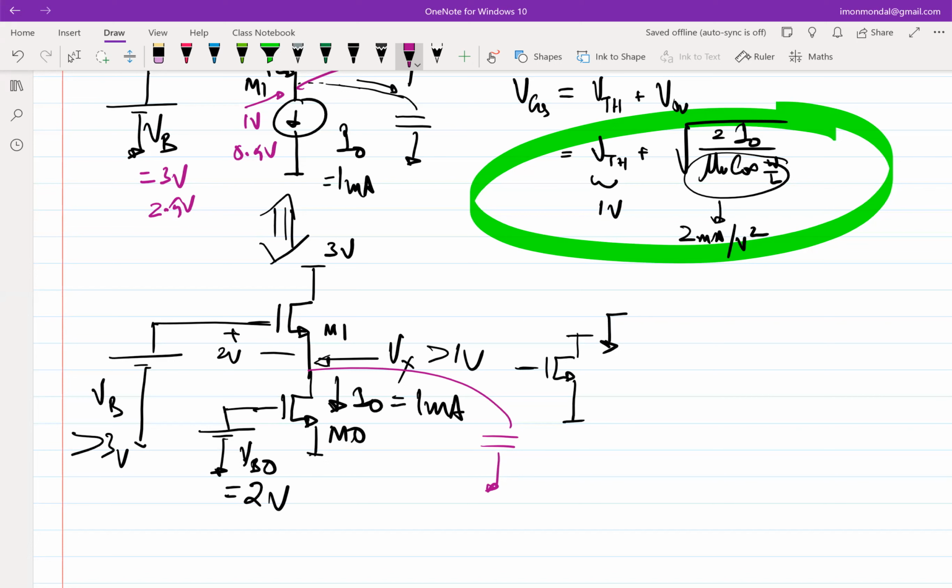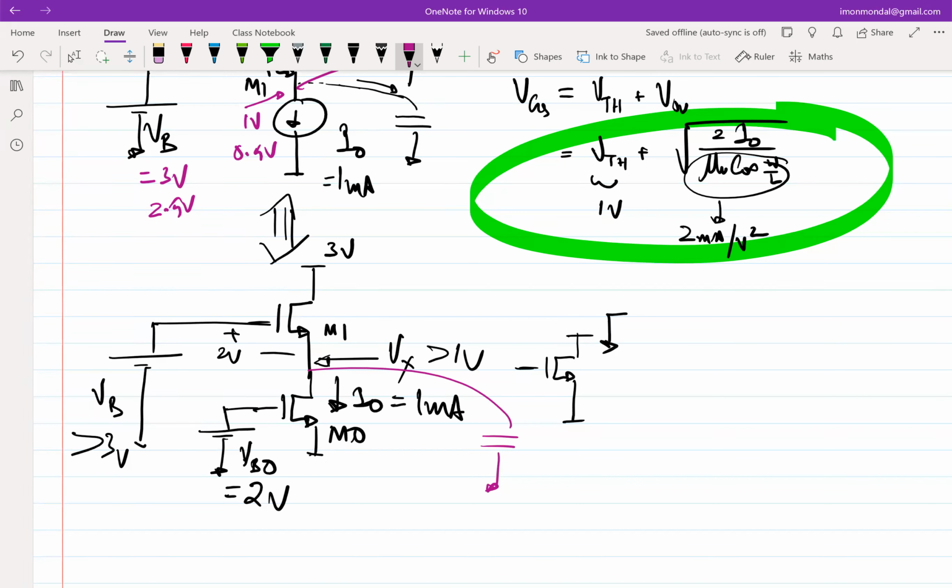Vx will go up or down. Vx will go up, right? So if you increase the W by L of M1, the Vx will go up. How much will it go up? This guy will tell you. Because I naught is being set by whom? M1. So who is setting the current in the stack?